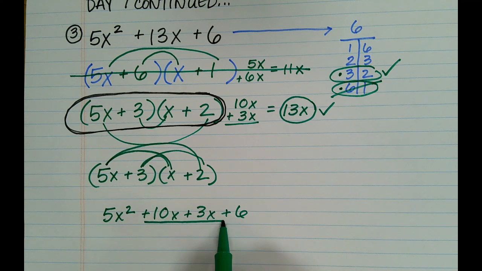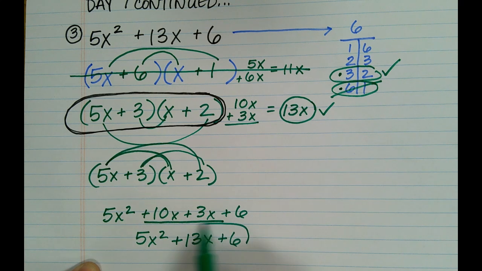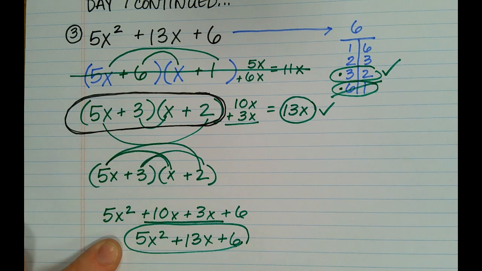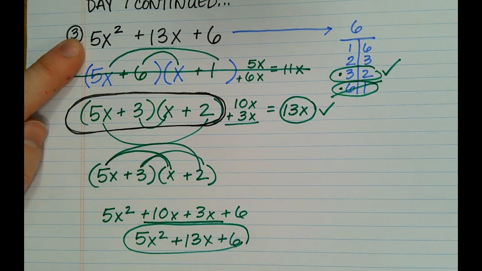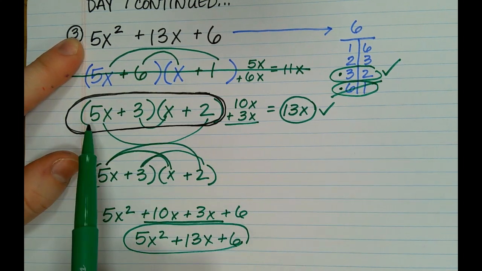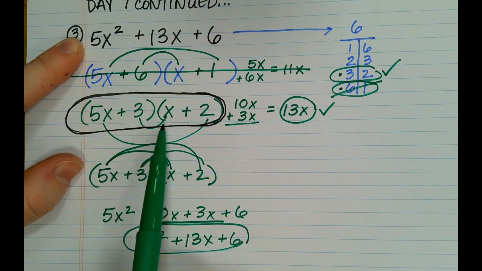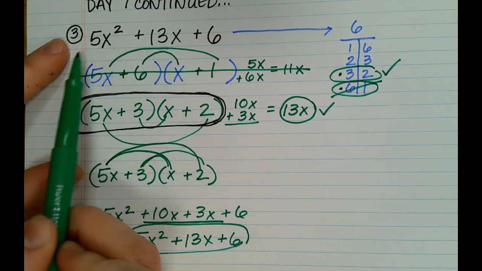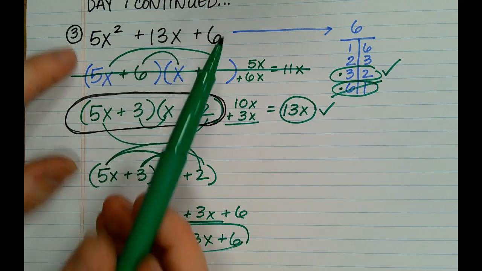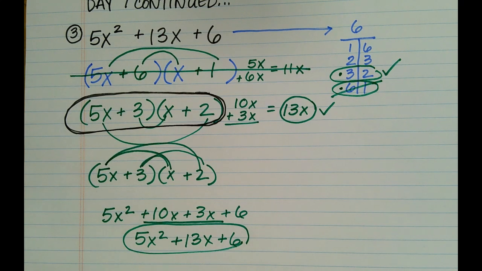When I combine these like terms, I get 5x squared plus 13x plus 6. And look, that's the same as my original expression. So I know that 5x plus 3 times x plus 2 is 5x squared plus 13x plus 6. That's right. Good stuff, guys.